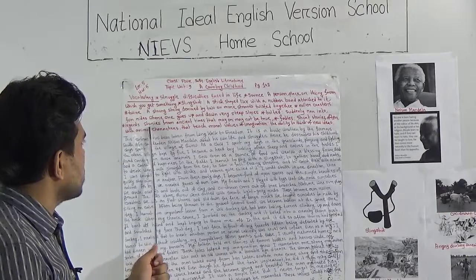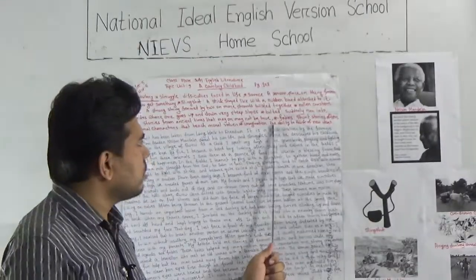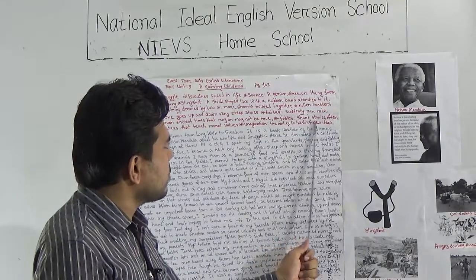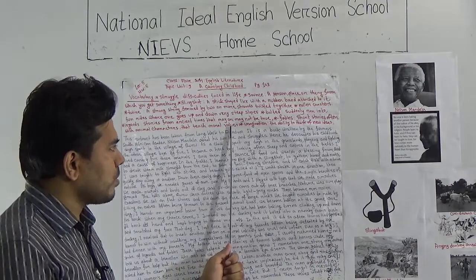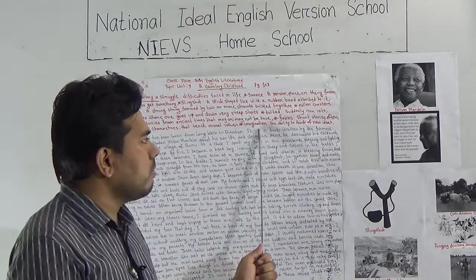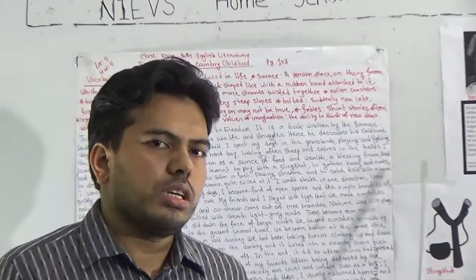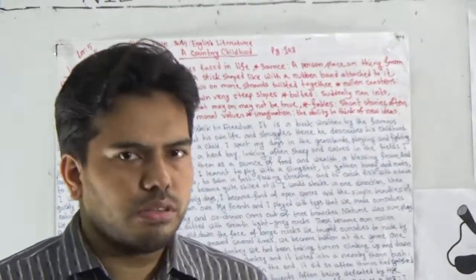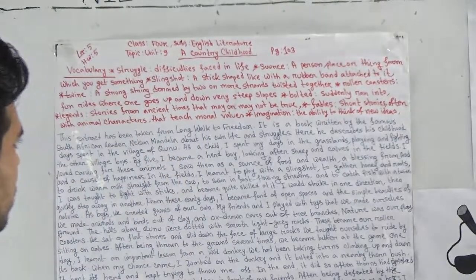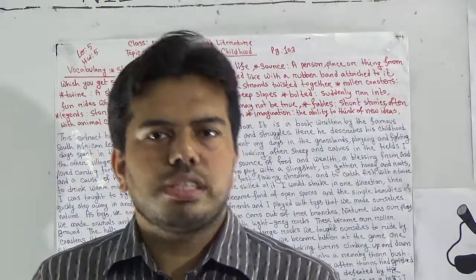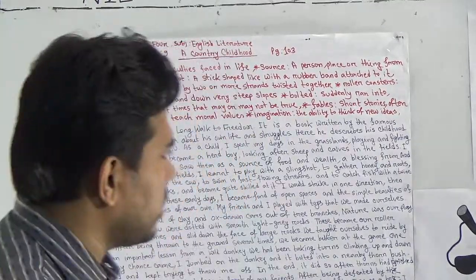Next, legends. Legends are stories from ancient times that may be true or not true. Fables are short stories, often with animal characters that teach moral values. Imagination means the ability to think of new ideas. Now we have got the idea about some strange vocabulary. Now we will understand the story very easily. Listen carefully. At the end of our today's class, I will provide you some homework. So keep watching.